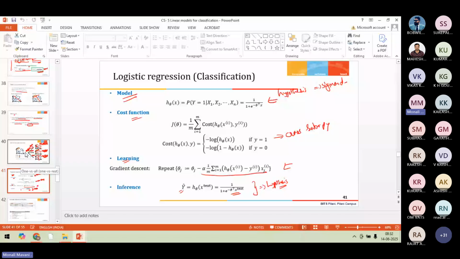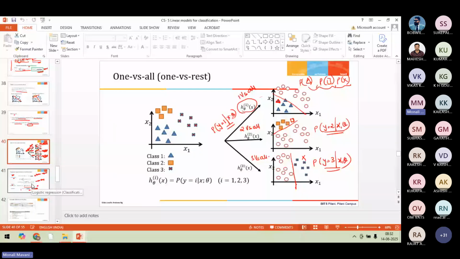Logistic regression is used for binary classification because of the hypothesis function, the sigmoid function that we are using. Because of that, it can be used only for binary classification. But we have a trick known as one versus all, or one versus rest, which can help us use logistic regression for multi-class classification.